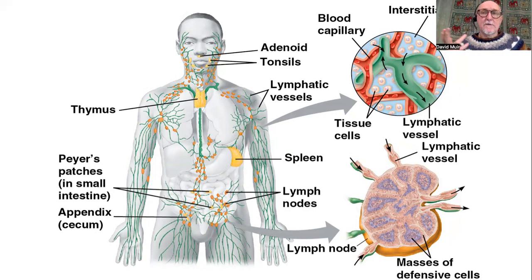Okay, so now we need to start thinking about more global kinds of responses. And the global immune responses depend very heavily upon the lymphatic system. This is really the communication system of the immune system. The first thing to note is how extensive the lymphatic system is. It goes through all of our tissues, and it's like a parallel circulatory system.